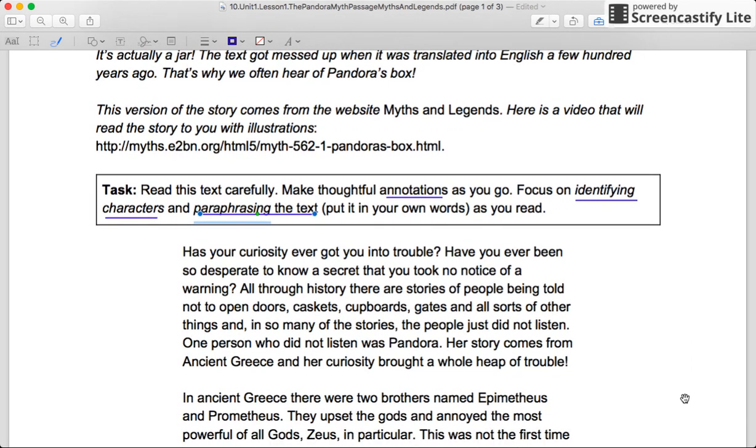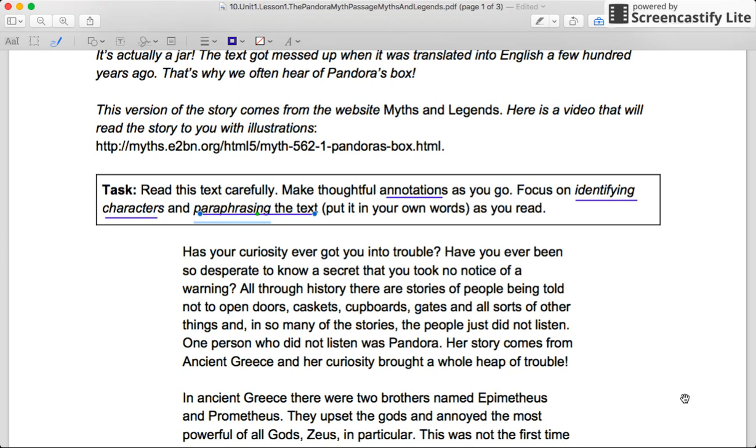So paragraph 1. Has your curiosity ever got you into trouble? Have you ever been so desperate to know a secret that you took no notice of a warning? All through history, there are stories of people being told not to open doors, caskets, cupboards, gates, and all sorts of other things. And in so many stories, the people just do not listen. One person who did not listen was Pandora. Her story comes from ancient Greece, and her curiosity brought a whole heap of trouble.